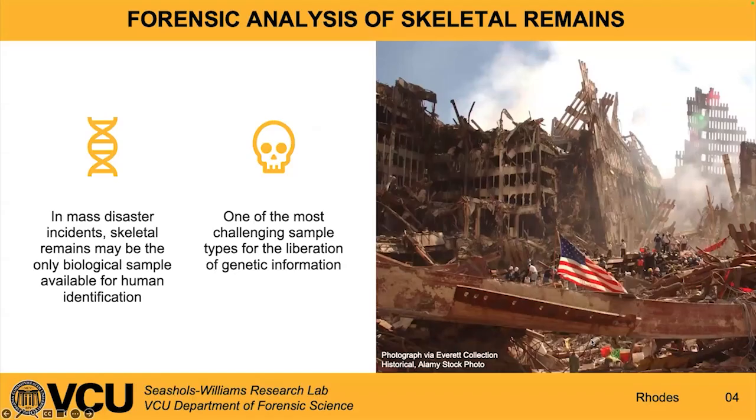So forensic analysis of skeletal remains is typically undertaken after a mass disaster incident or a missing persons investigation where skeletal remains may be the only biological sample that's available for human identification. This was the case after the 9/11 terrorist attacks on the World Trade Center, and the skeletal remains recovered were likely exposed to further degradation due to fire or chemicals, which impacted the ability to obtain genetic information for identification purposes. And even when skeletal samples are in relatively good condition, these are some of the most challenging samples to process due to the structure of bone.